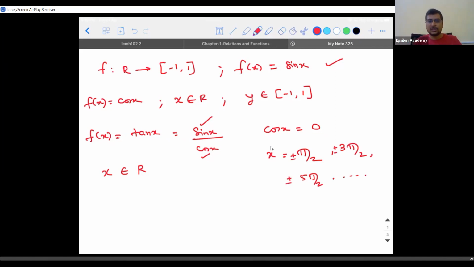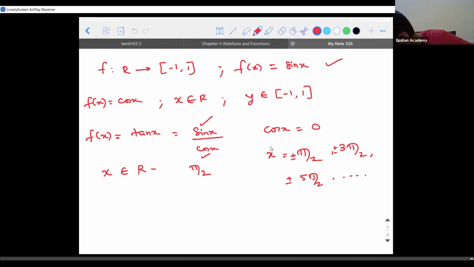So from this I'm able to understand one thing. I can substitute any real number except some multiple of pi by 2. What is that multiple of pi by 2? Pi by 2 is multiplied with 1. Pi by 2 is multiplied with 3. Pi by 2 is multiplied with 5. 1, 3, 5. All these numbers are odd numbers. Odd numbers are nothing but even number plus 1 or even number minus 1.